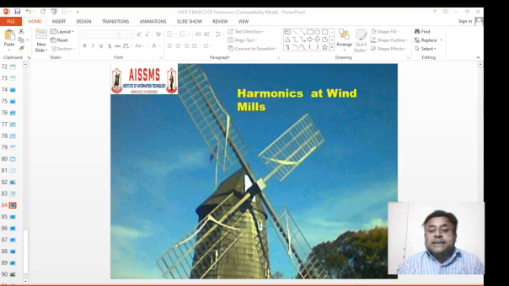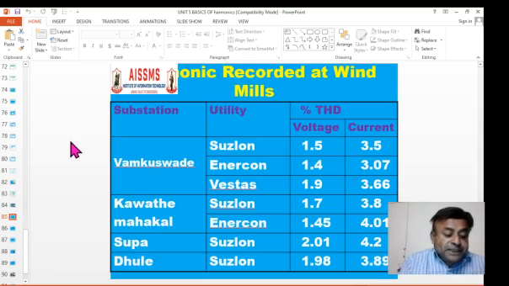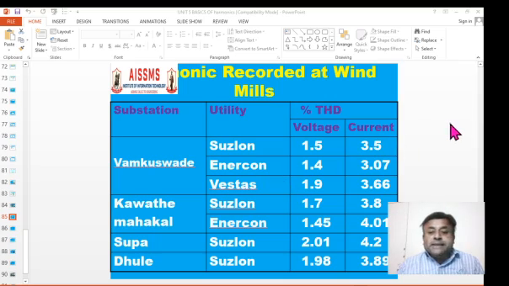So, windmill generators are driven through electronic devices, which are electronic controllers, which are non-linear. Therefore, a lot of non-linear loads are there in windmill installations, and therefore the problem of harmonics arises. One sample study was conducted at different places like Vankusode, Kauthi Mahakal, Supa, Dhule, having different utilities of Suzlon, Enercon, Vestas, and so on.